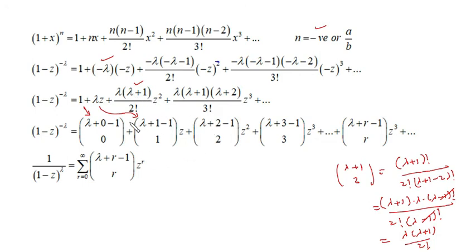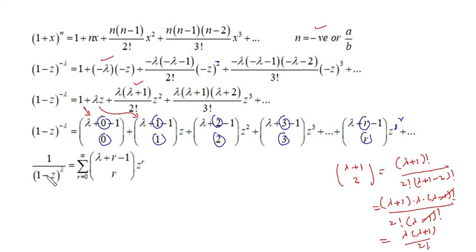In the same way, we have a pattern here. You can see that here is 0, here is 0, here is 1, here is 1, here is 2, here is 2, our two numbers remain the same, and next we have 3 and 3, and continue this process, and for the r term, it becomes r, and hence z to power r. So in series form, this can be written as summation from r equals 0 to infinity lambda plus r minus 1 cr z to the power r.